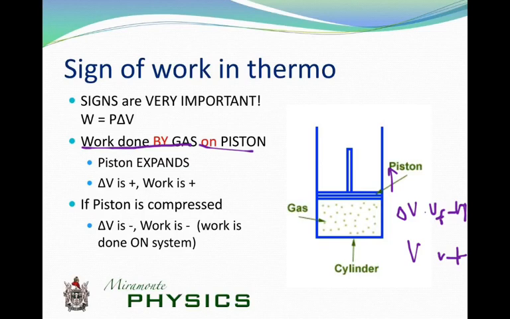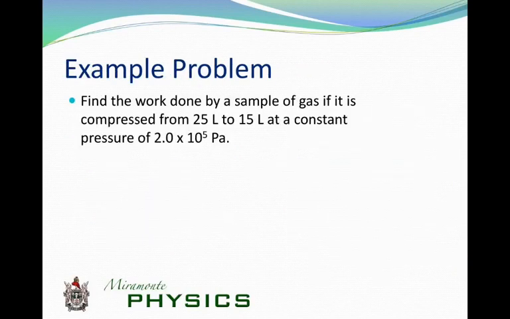So as a piston expands, it's doing work on the environment. We say that both the work is positive and the change in volume is positive. If a piston is compressed, so it gets smaller, then we're saying that delta V is negative and the work is negative as well. In other words, work is being done on the system. So if you're doing work on the system by pushing the piston down, then we call that negative work. So when the piston itself does work, that would be positive, but when you do work on the piston, that would be negative. Okay, we'll give you some examples here in a minute.